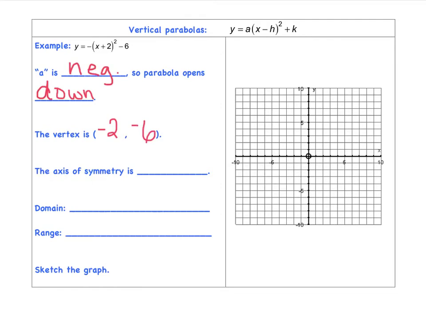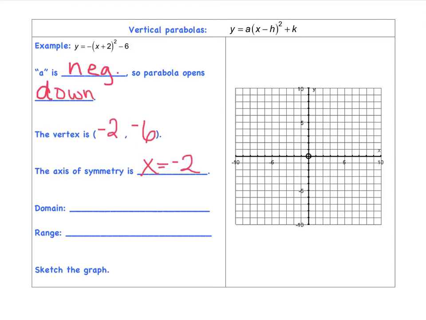Now remember, you can tell your axis of symmetry from the equation. It is going to be the h value. Now that is for a vertical parabola. It is the h value. Since vertical parabolas open up or down, the axis of symmetry is a vertical line, which would cut through the x-axis. Therefore, the equation would be x equals negative 2.